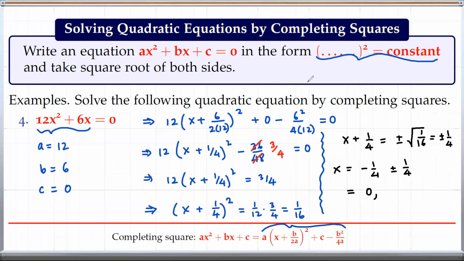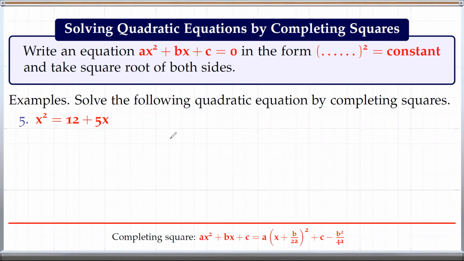So let me write all that out here. So when you take plus, we have negative 1/4 plus 1/4. And when you write minus, you have negative 1/4 minus 1/4. So over here, negative 1/4 plus 1/4 is 0. Negative 1/4 minus 1/4 will be negative 2/4, which is negative 1/2. We have these two as solutions to this equation. Let's look at the next example now.